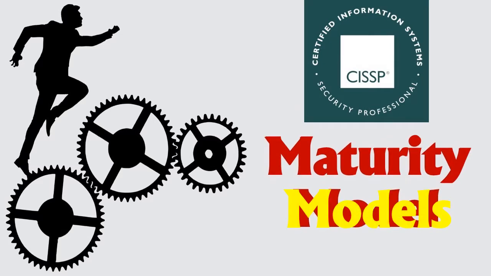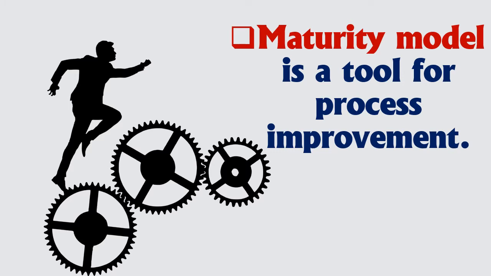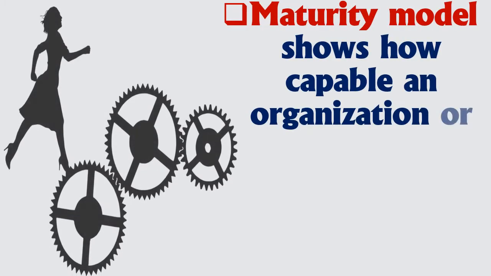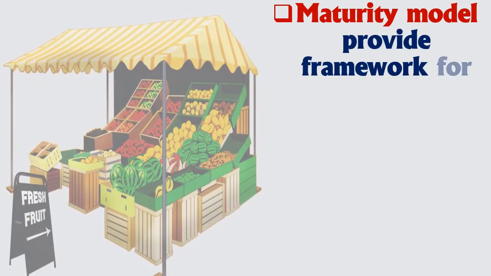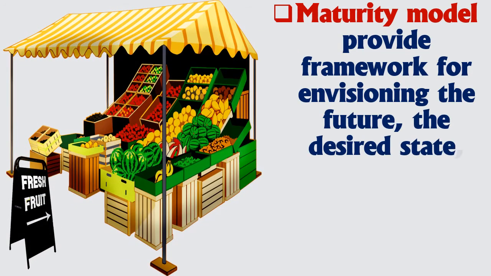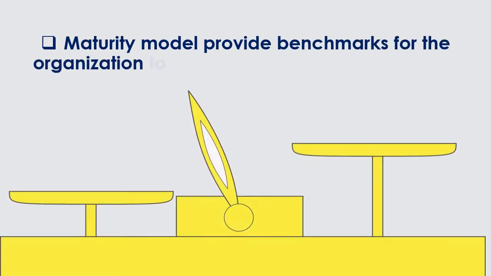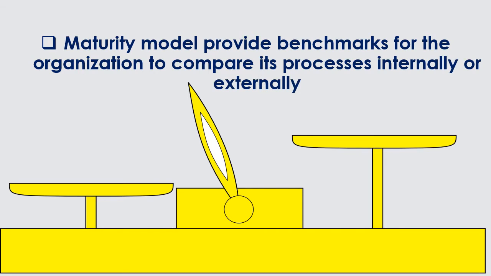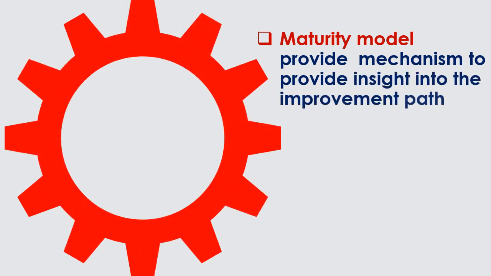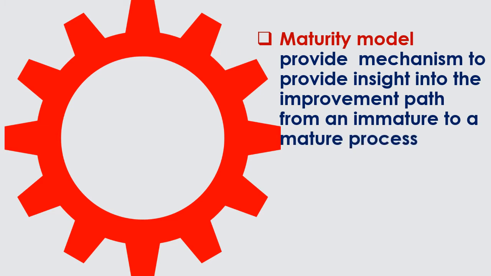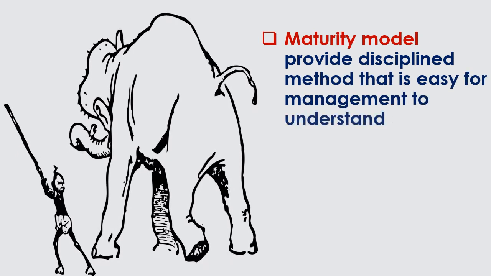Maturity models. Maturity model is a tool for process improvement. It shows how capable an organization or system is of achieving continuous improvement. It provides a framework for envisioning the future, the desired state, and the development of improvement plans. It provides benchmarks for the organization to compare its process internally or externally. It provides a mechanism to give insight into the improvement path from an immature to a mature process. It provides a disciplined method that is easy for management to understand and implement.